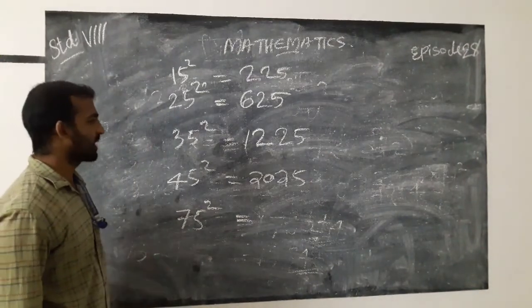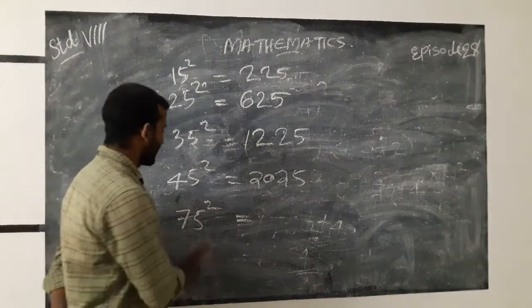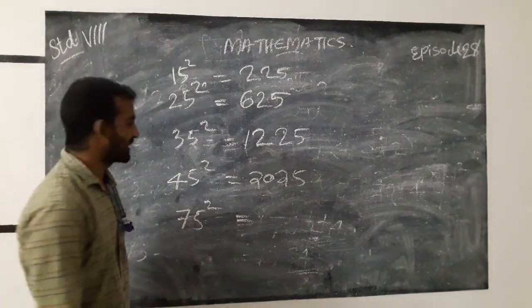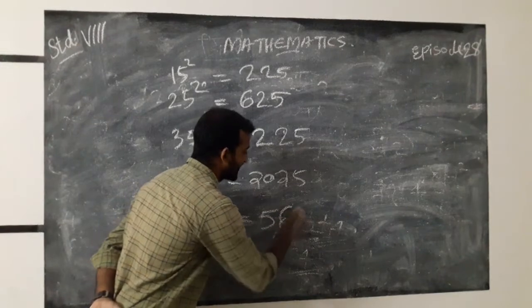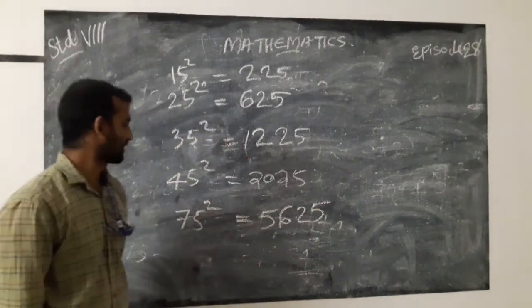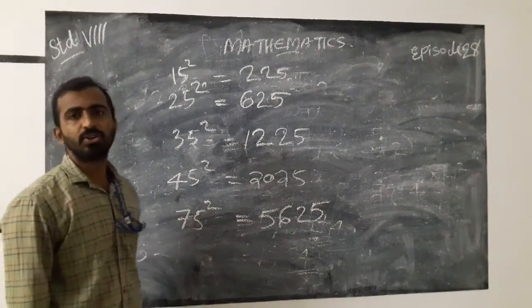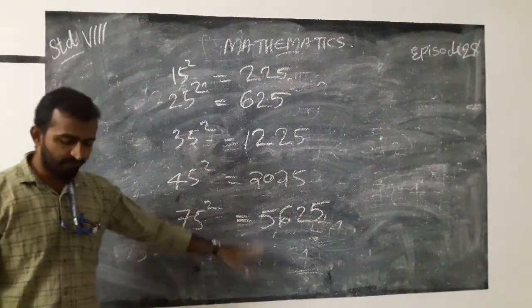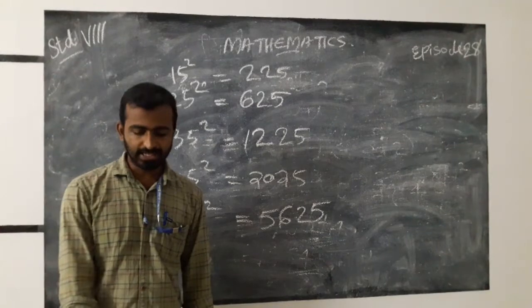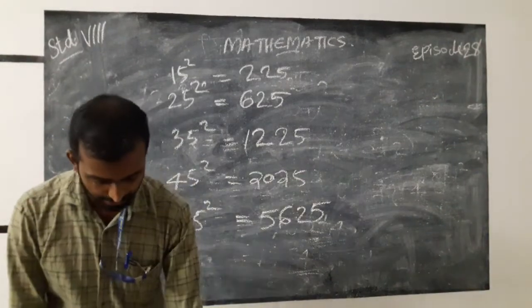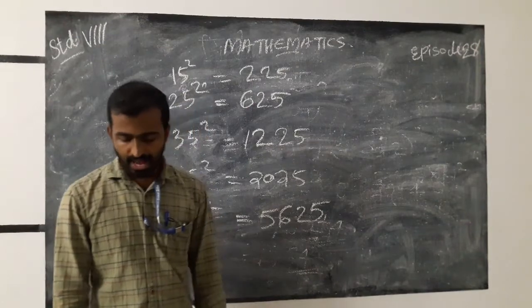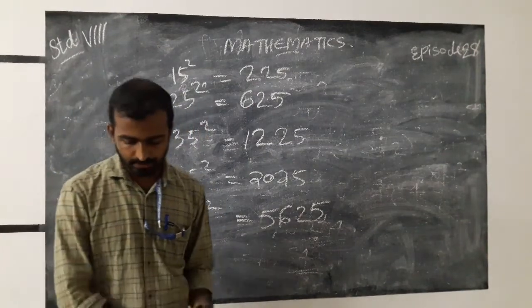And for another, 75 square, we can find it easily. 75 square means 5 square is 25, 7 square, that is 7, next digit of 7 is 8. That is 56, 25. 8 into 7, we get 56. This is also in your textbook, page number 97. That is the answer, and this is for your homework.